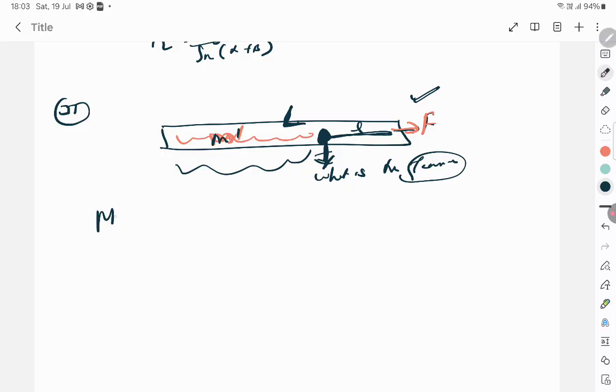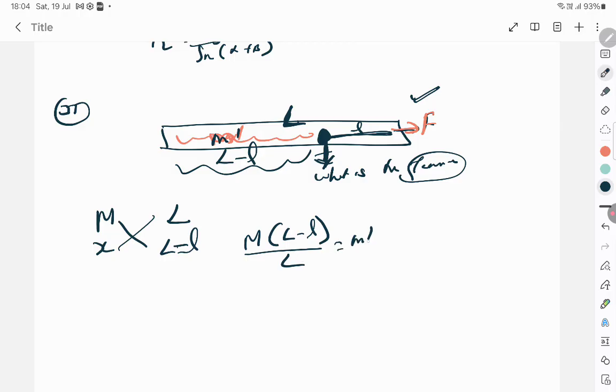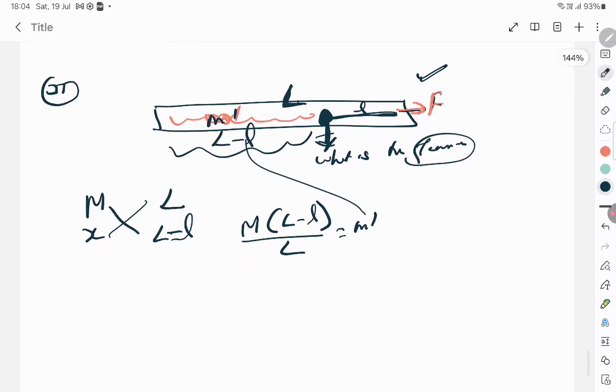Let's assume capital M to be the mass of the entire length. So you're going to find the mass m dash. The distance for this portion is capital L minus small l. The mass pertaining to this portion, m dash, is M into capital L minus small l by capital L. This will be my m dash, which corresponds to this portion. And so you found the mass of that portion, which is going to contribute to the tension at that point.